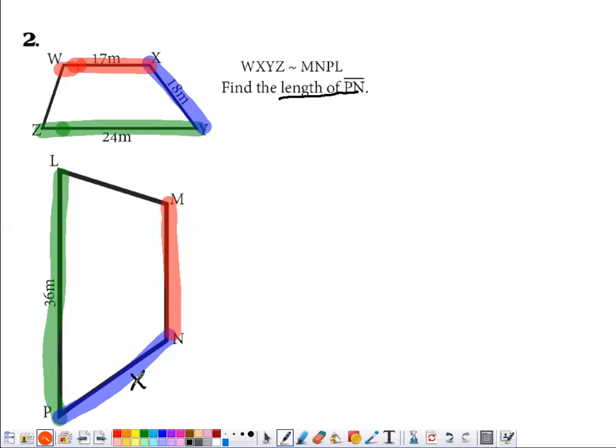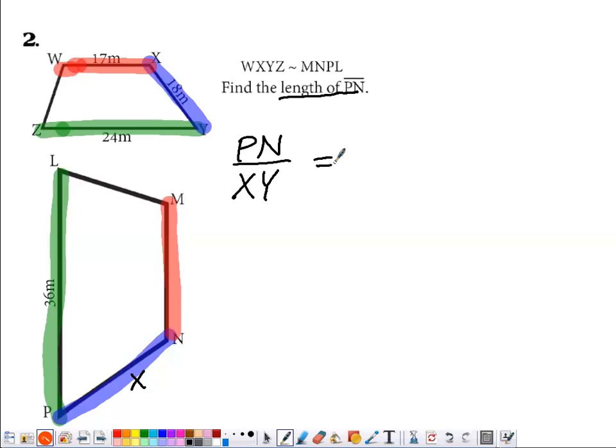Find the length of PN. So what are we looking for? PN. Y'all are overthinking it, guys. What's the corresponding side to PN? XY. And that's gonna be equal to a corresponding side that we know both the lengths for.